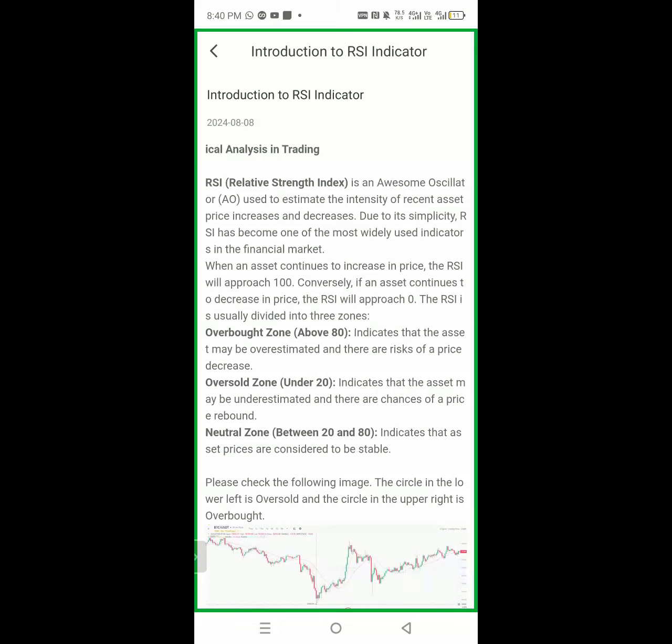Then the oversold zone under 20 indicates that the asset may be underestimated and there are chances of a price rebound. That is, price will start going up. So when the coin falls down and the RSI reaches 20, it means there's a possibility that the coin will start going up again. The neutral zone between 20 and 80 indicates that asset prices are considered to be stable.